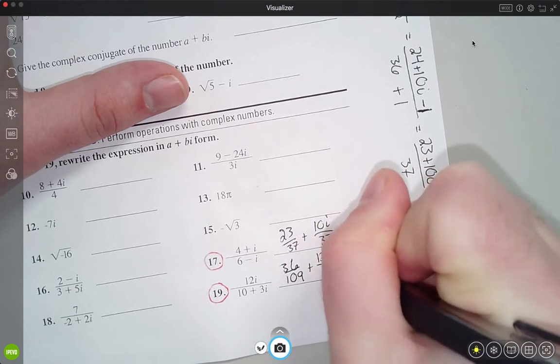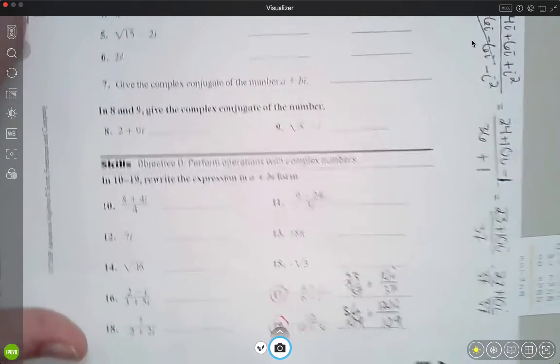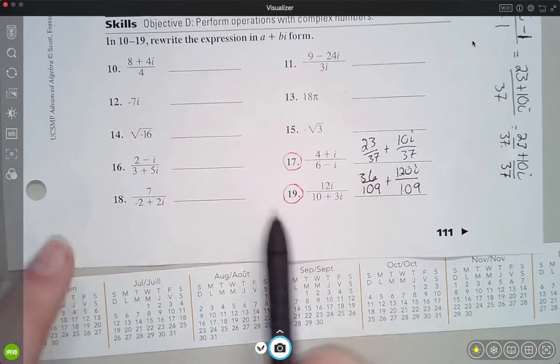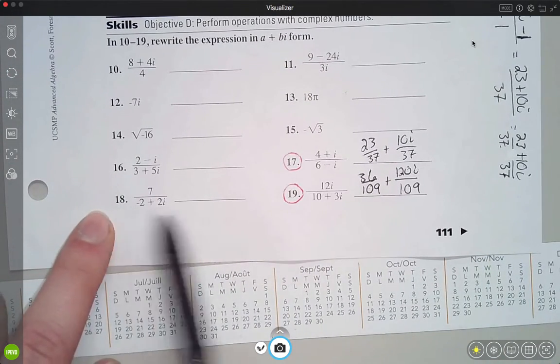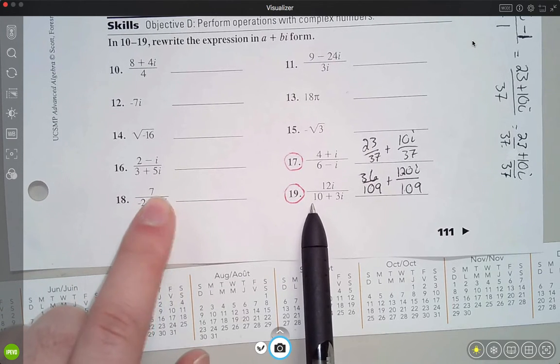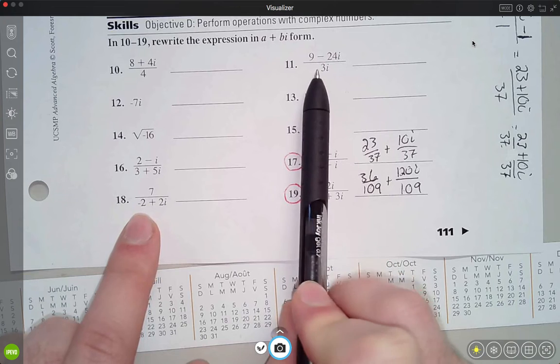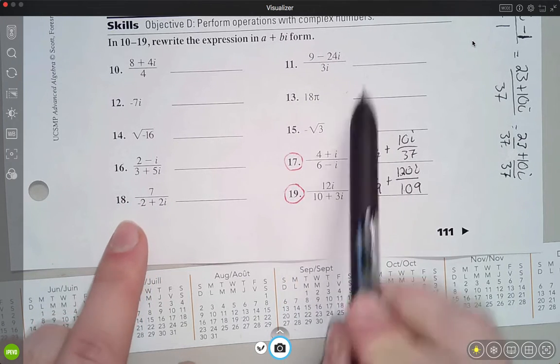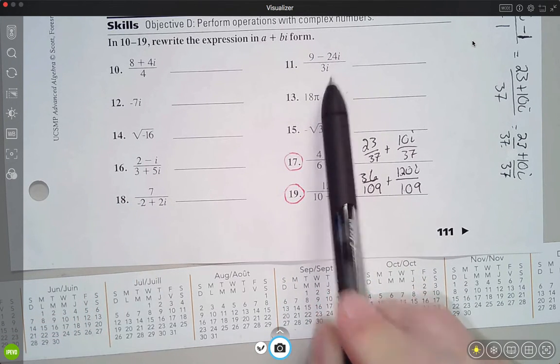Okay, now I just did 2 problems on this front page, but there are some other ones here that are similar. 16 is really the same as 17, and 18 is more or less the same as 19. You don't have the i on 18, but you're really still just distributing it on the top there as well. Okay, 11 also works the same way as both of these problems. You need to multiply by that conjugate of 3i, which is a negative 3i.